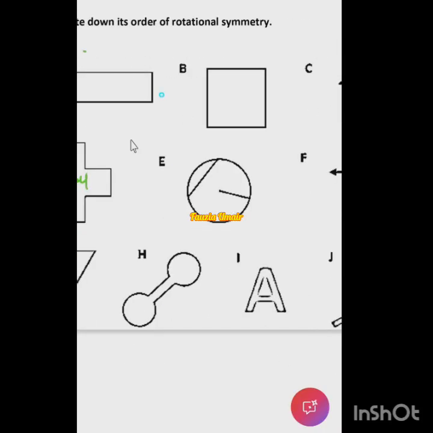So now what about B? 4. What about E? 1. Rotational symmetry 1. If we call this point A, when A takes a whole circle and comes back to this position, the same shape will be there, right? Yes. So it's 1.